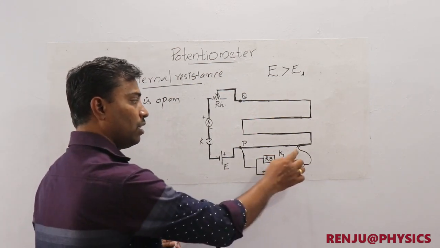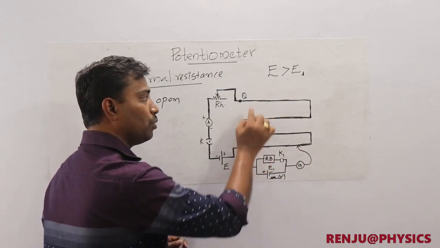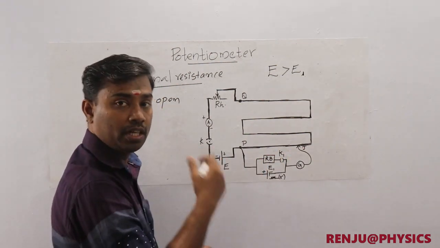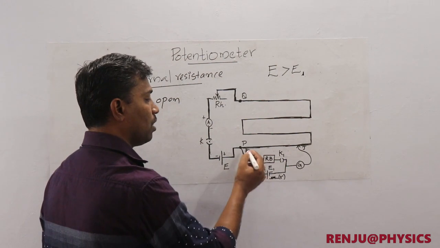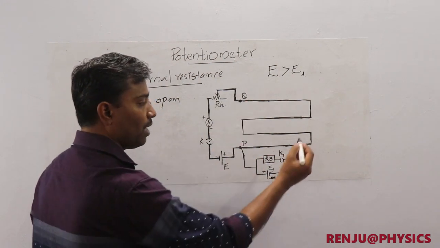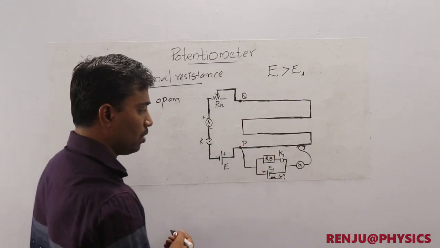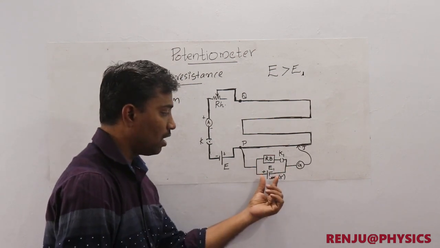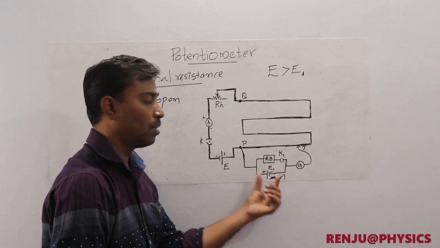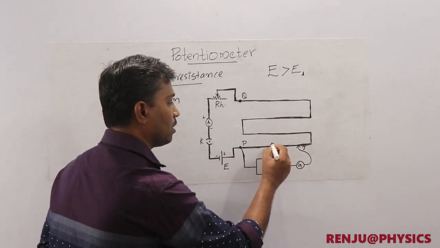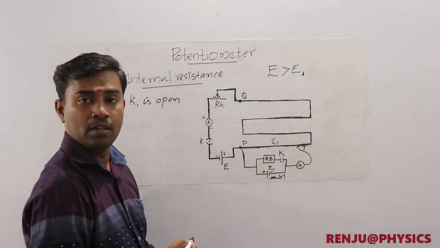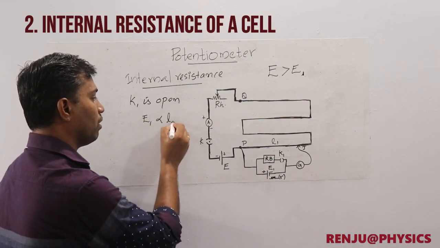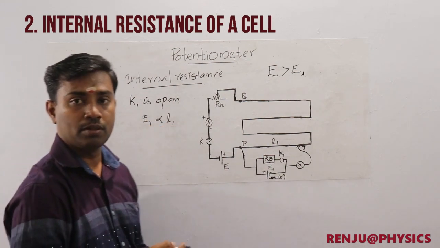Then we move the jockey from the end P to Q until a point J is reached, where the galvanometer shows a deflection. That means the cell E1 is balanced by a length. We consider that length to be L1, so we can write E1 is proportional to L1.